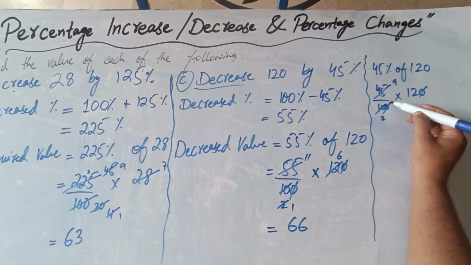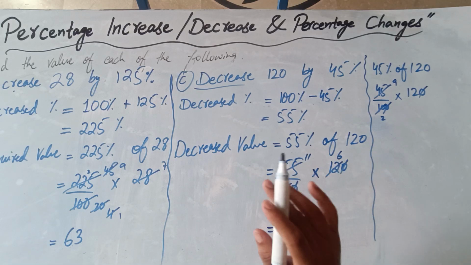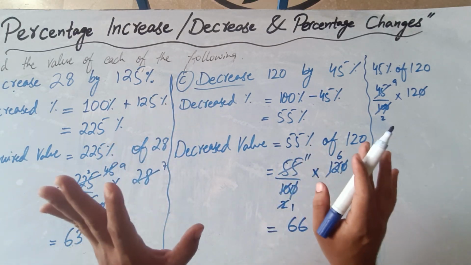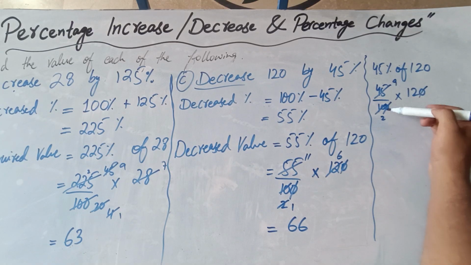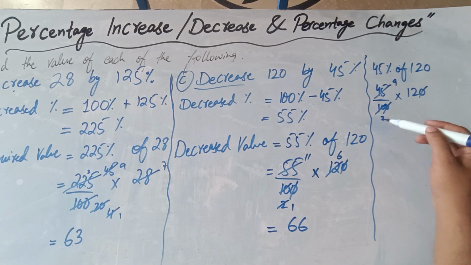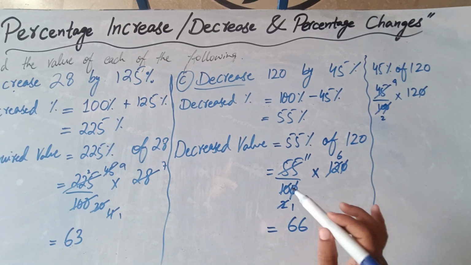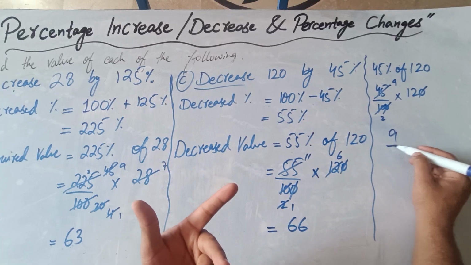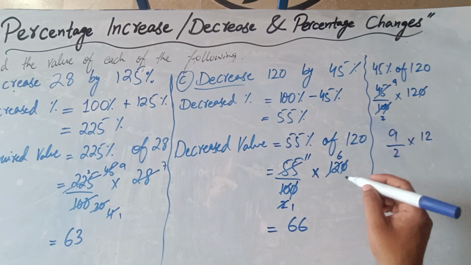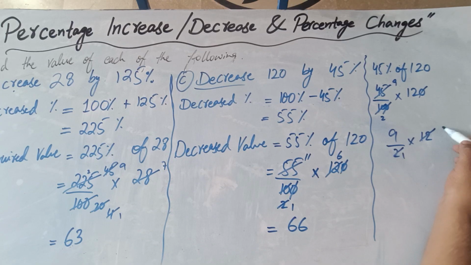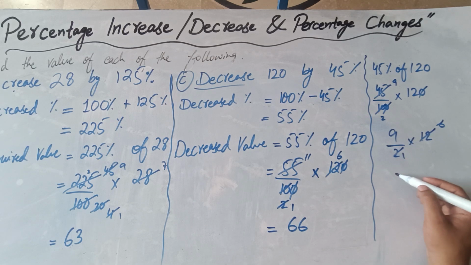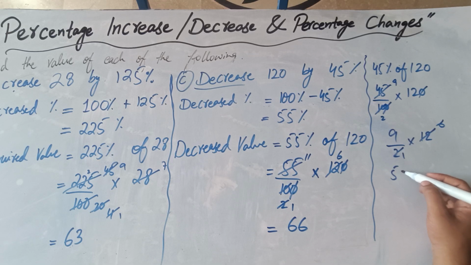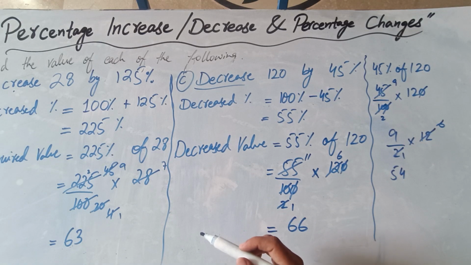I have cancelled 10 with 10, one above, one at the bottom. One turn has been done, one round trip. Now another complete cancellation happens with 5 times 9, 5 times 2. Now we are left with 9 upon 2 multiplied by this, 2 ones are 2, 2 sixes are 12. This cancellation has been done, one complete. So 6 times 9, 6 nines are 54. So the 45% of 120 is 54.